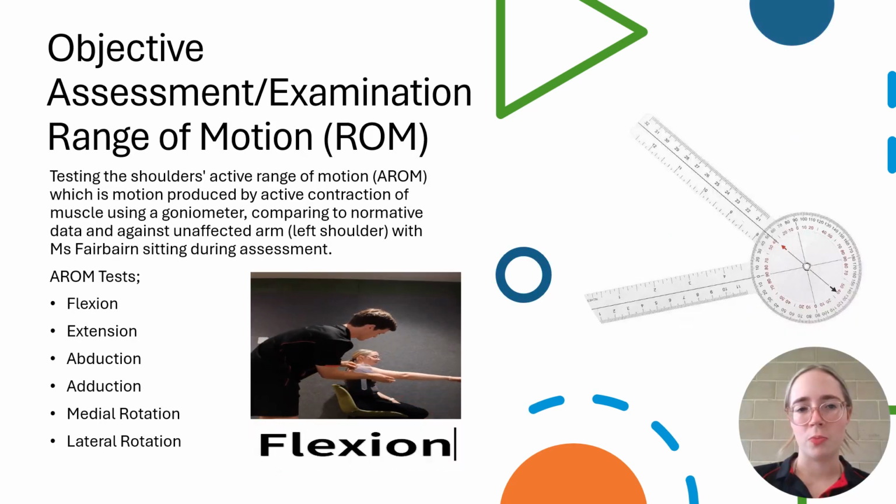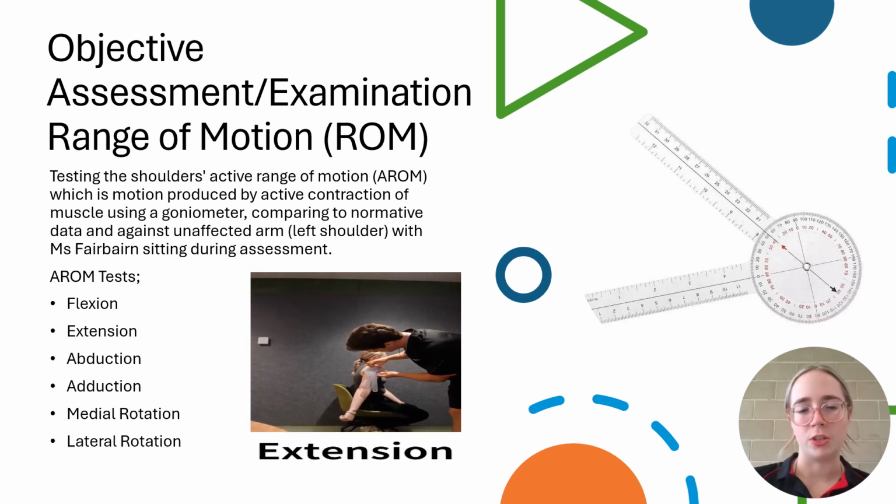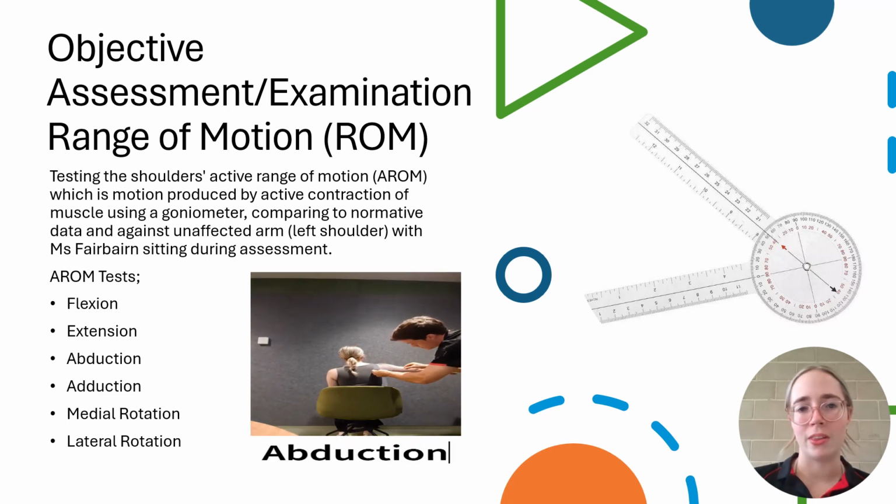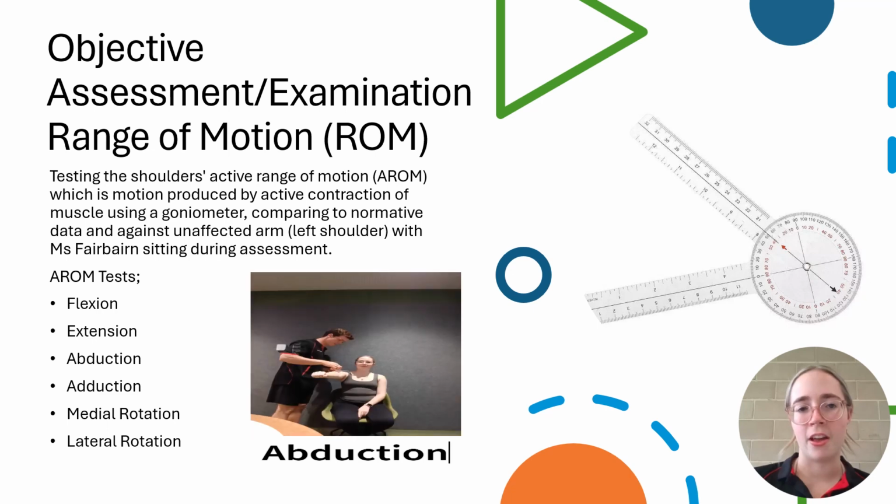For range of motion, we tested Miss Fairbairn's shoulder's active range of motion, which is when motion is produced by an active contraction of a muscle. We tested this using a goniometer, comparing the result to normative data, along with her left shoulder, which is considered an unaffected limb, to determine her normal functional range.